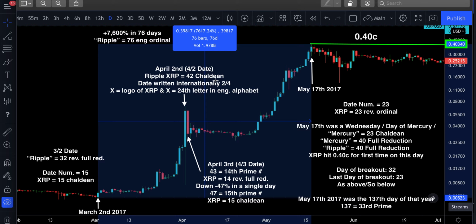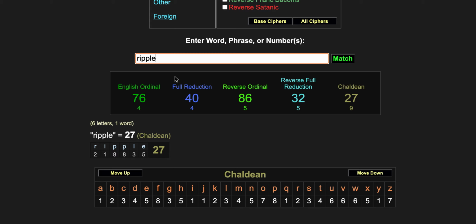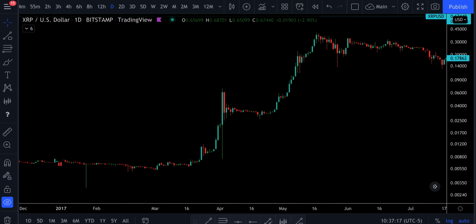The date written internationally would be 2/4, and X is the logo of XRP. X is the 24th letter. So the fact that it had this huge move is not weird, because this 2/4 and 4/2 connection comes back to Jupiter. Remember, the Jupiter zodiac logo is the 24, and we have Ripple equaling 27 in Chaldean, and that comes back to Jupiter. So it's tied in through the code, okay? That's really what's most important here, the big connection between Ripple and Jupiter, or Zeus.